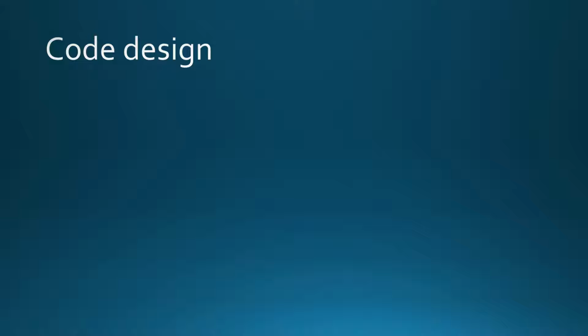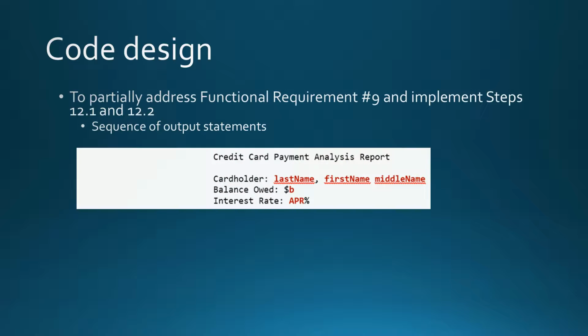Okay, given that refinement, we can now discuss code design. So to partially address functional requirement number 9 and implement steps 12.1 and 12.2, which is the subset of the report we want to generate, we're going to need a sequence of output statements.